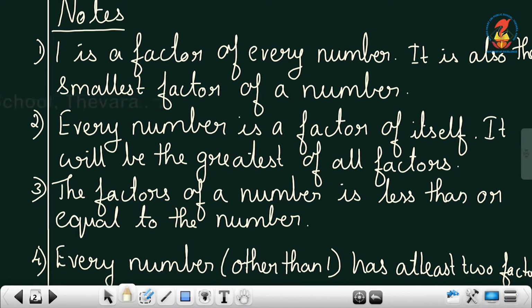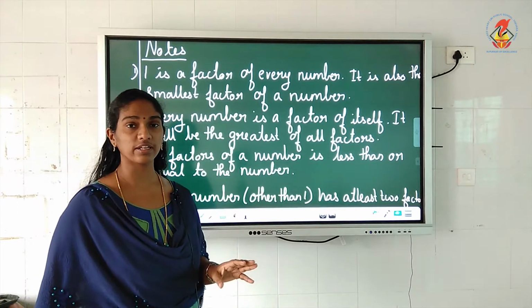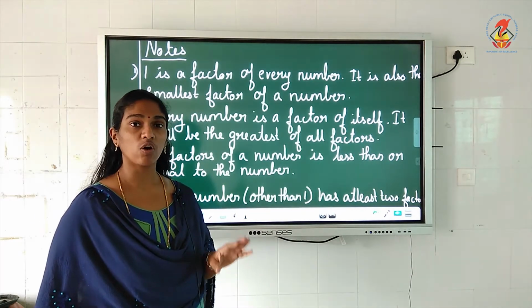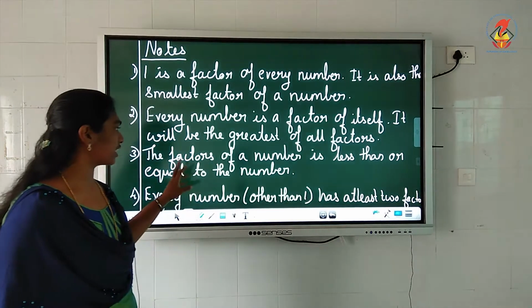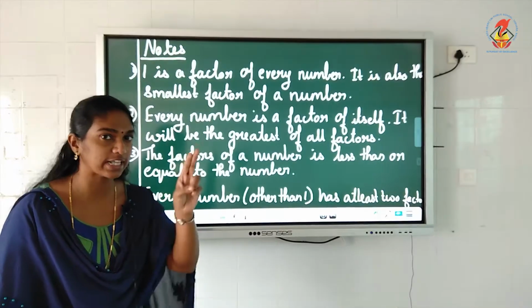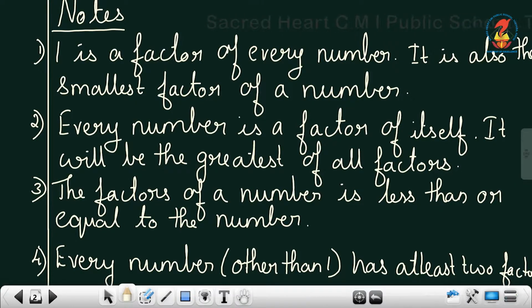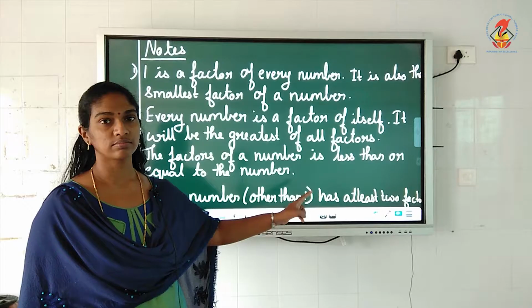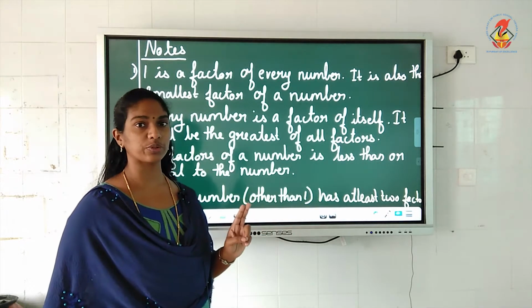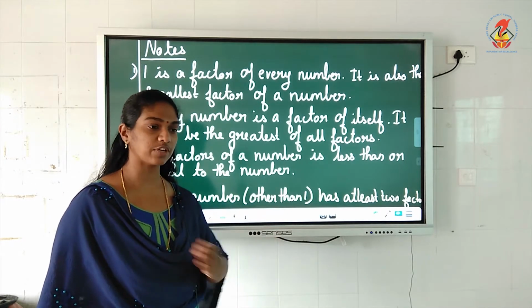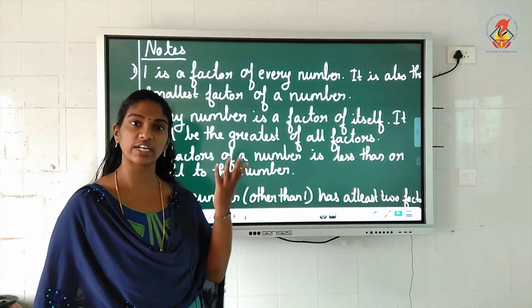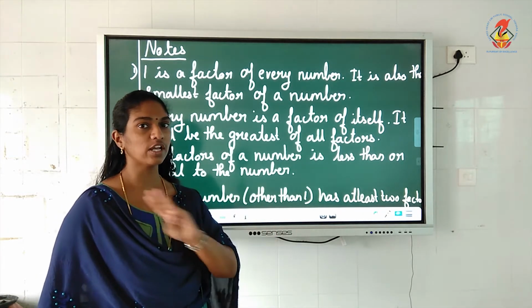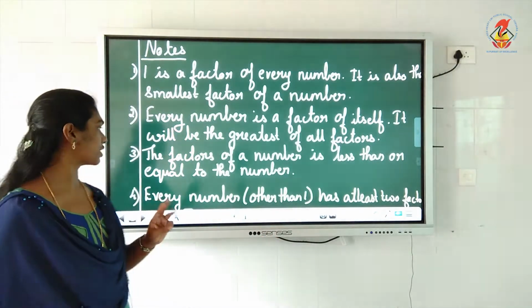The factors of a number are less than or equal to the number. Take the example of 10 again. All the factors are less than 10 or equal to 10, isn't it? That's what they are telling. The factors of a number are less than or equal to that number. All the factors of 10 were less than 10 and one factor was equal to 10 itself. So 1, 2, 5 and 10. All the factors will be less than a number or equal to it.